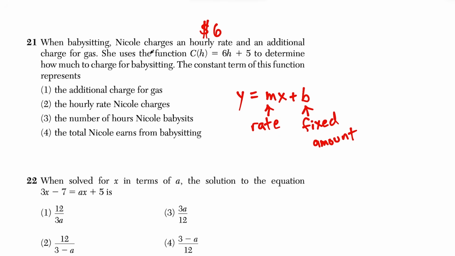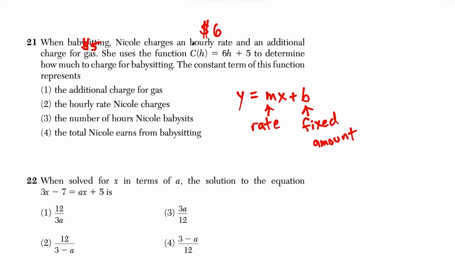So the fixed amount, the additional charge for gas, that's going to be the fixed amount here, and that's going to be the $5. So where this is coming from is, if you think about it, Nicole babysitting, she only has to drive there to do the babysitting and then drive home. So that is the fixed cost. She's just paying for the gas for the drive, and then that's it. That doesn't depend on how many hours she works. That's why that's the fixed amount.